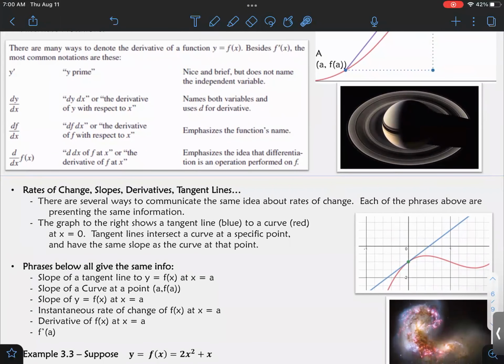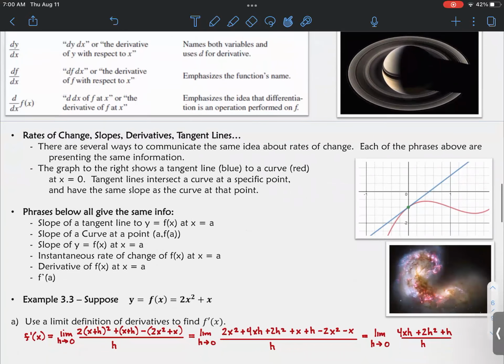All right, moving along. Rates of change, slope, derivative, tangent lines. There are several ways to communicate the same idea about rates of change. We see that even in just the notation for derivative. It reminds us again here, all those phrases above all mean the same thing. Well, now I'm going to introduce this concept of a tangent line, and I'm going to again show you a lot of different ways that tangent lines are referred to in this course.